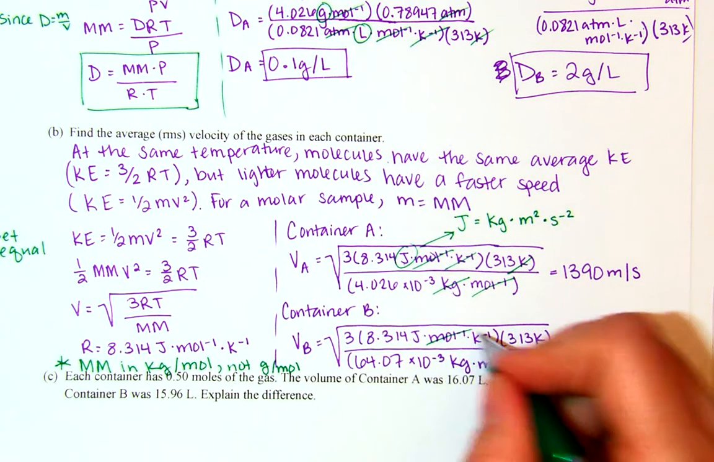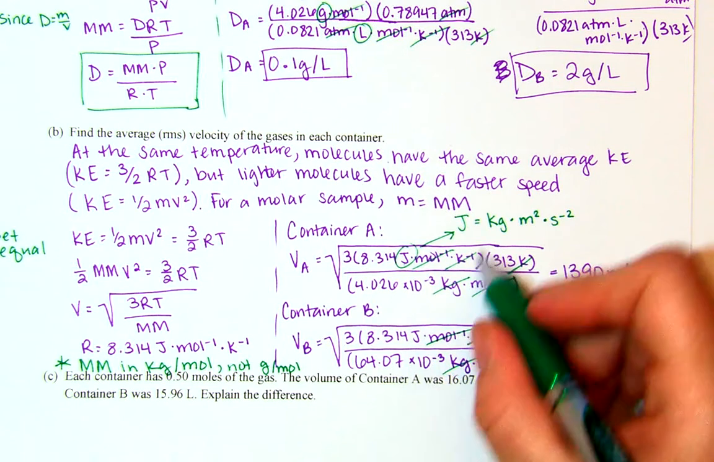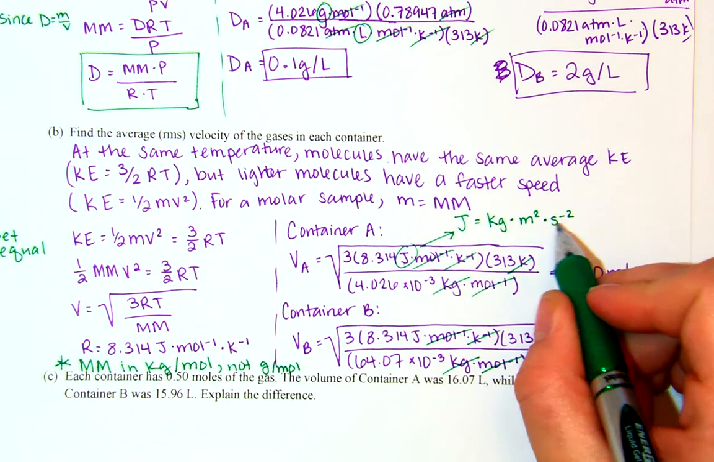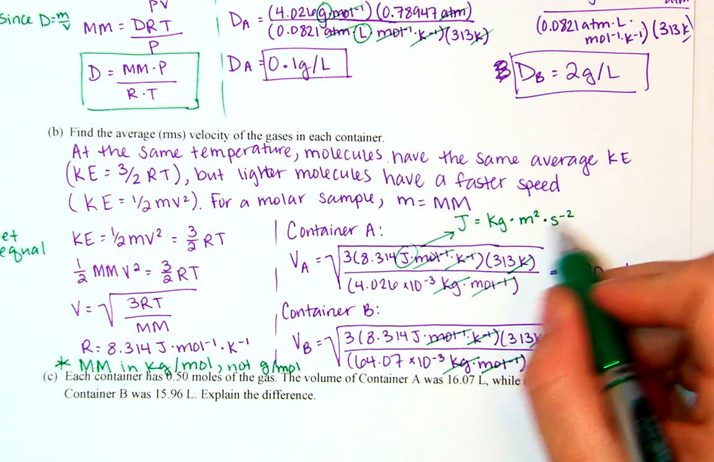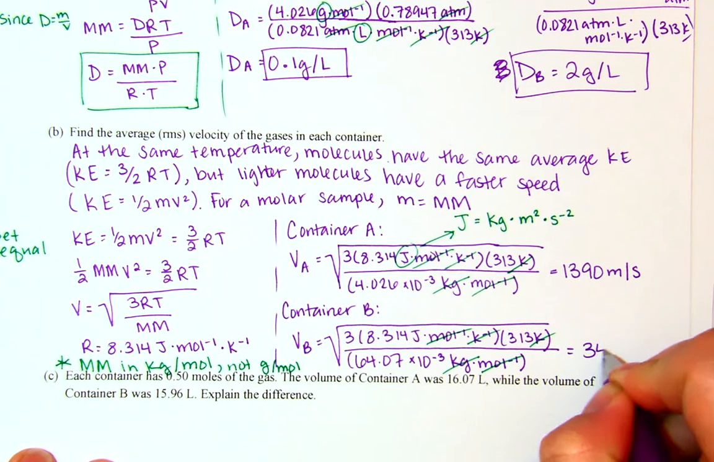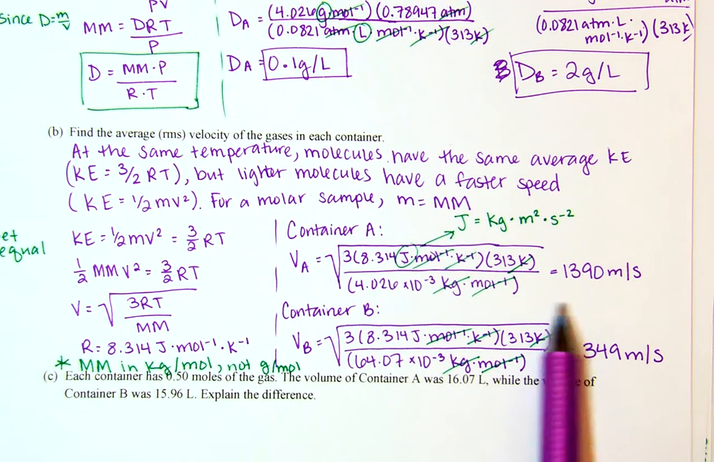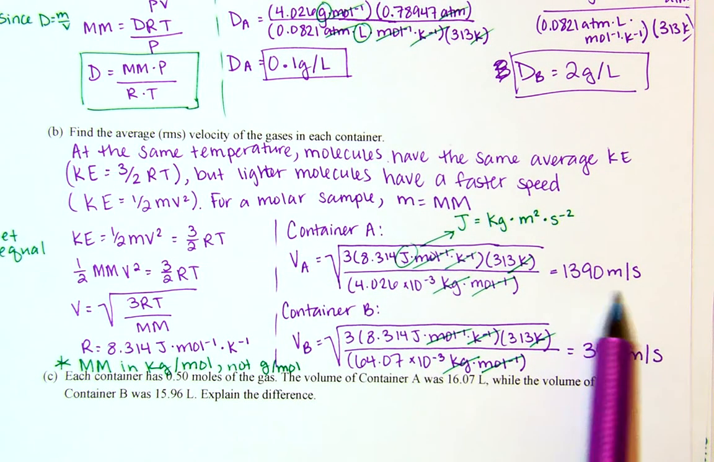And again, canceling everything out. Moles cancel, kelvins cancel, your kilograms cancel, the kilograms and the joules, you're left in meters squared per second squared. Take the square root of that and you end up in meters per second. So 349 meters per second. So we can see that helium is much smaller and it's going much, much faster than our sulfur dioxide.